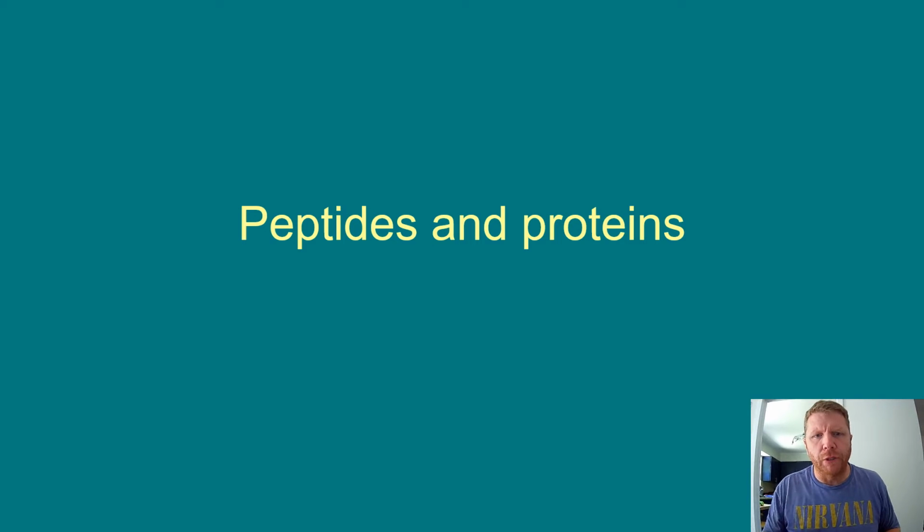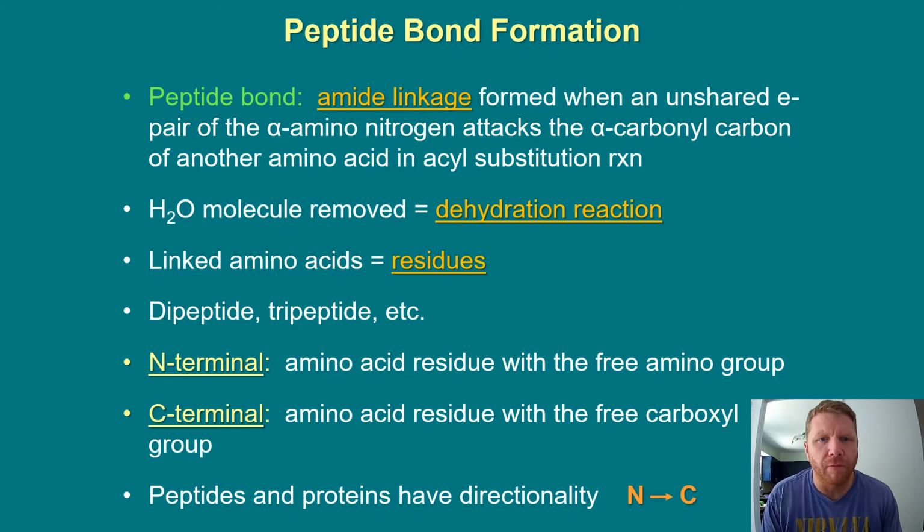Here we are for chapter number 6, peptides and proteins. Peptide bond formation. A peptide bond is an amide linkage formed when an unshared electron pair in the amino nitrogen attacks the alpha carbonyl group of another amino acid in an acyl substitution reaction. A water molecule is released. This is a dehydration reaction or condensation reaction.